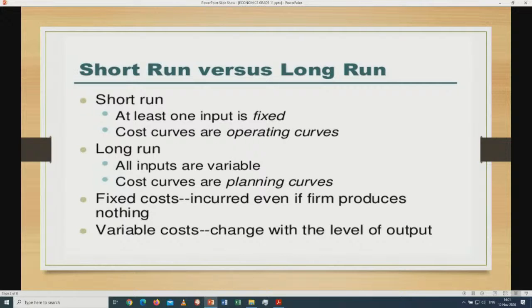If you are making, say, clothes, you can't make 100 dresses with the same material and make 200 dresses with the same size of the material. So you have to increase your material. That is why they say the variable cost will change with the level of output.